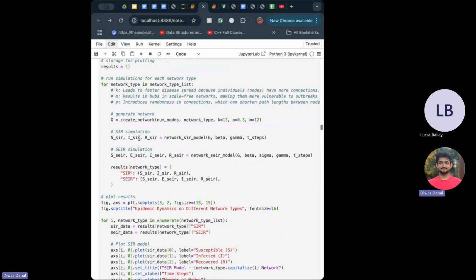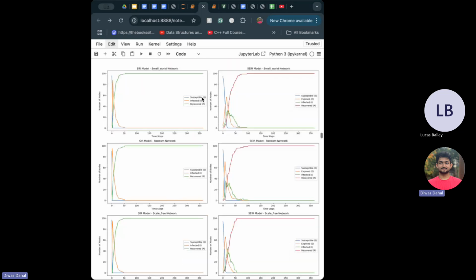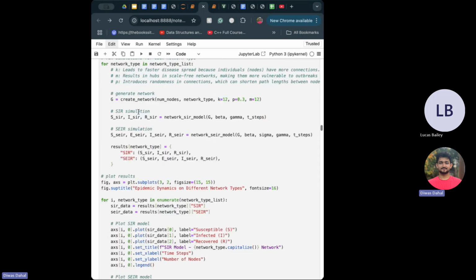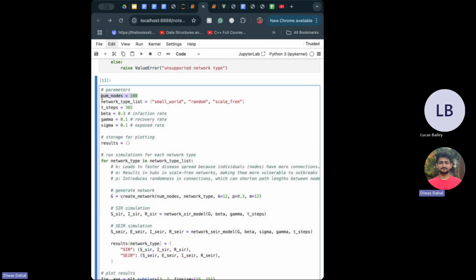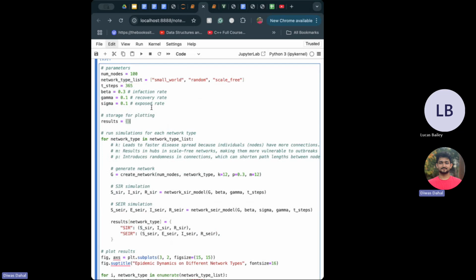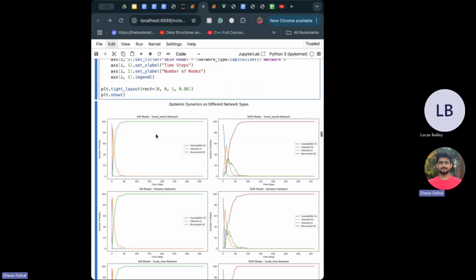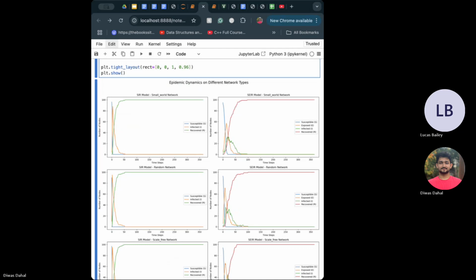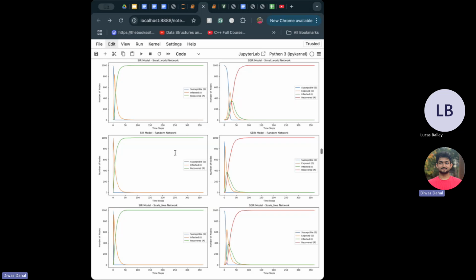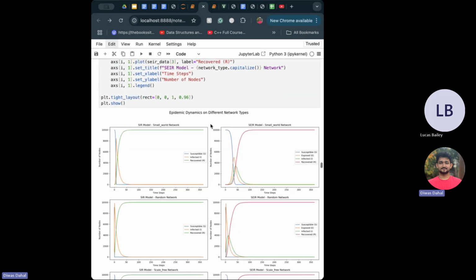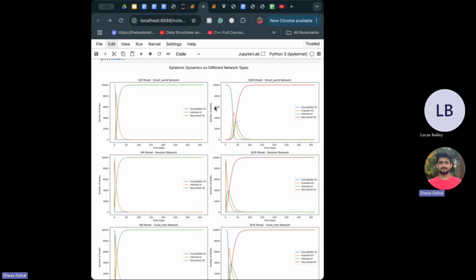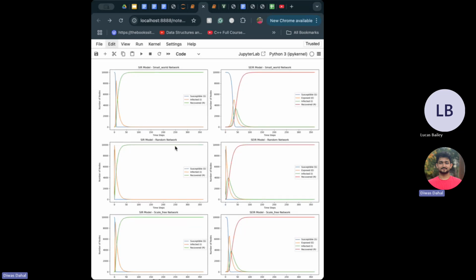So when we actually ran the different models, here's what our graph looked like. Initially, we did it with 100 nodes with a time step of 365. That was to represent the number of days in a year. As you can see with the small world, both SIR and SEIR models, this was for 100, this was for 1,000, and this was for 10,000. Going any further would just kill my kernel. I wasn't able to run anything above 10,000.